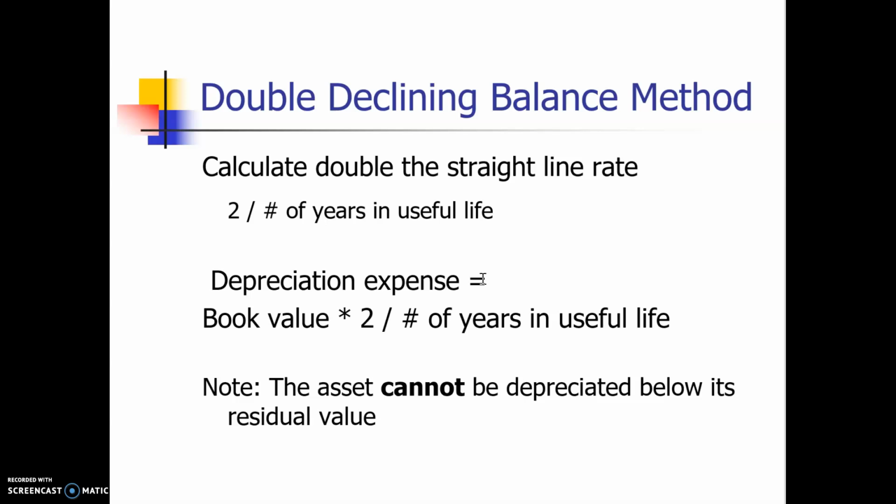The thing that gets tricky about the double declining balance method is we can't depreciate our asset below its residual value. In fact, when we get to the end of the useful life, book value needs to equal residual value, because that's what we think we're going to get when we're done using the asset.